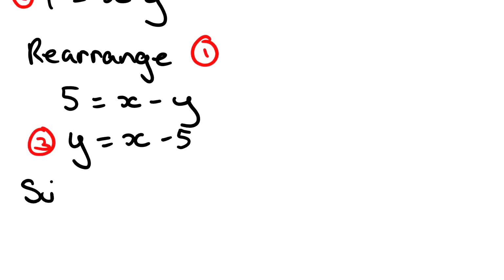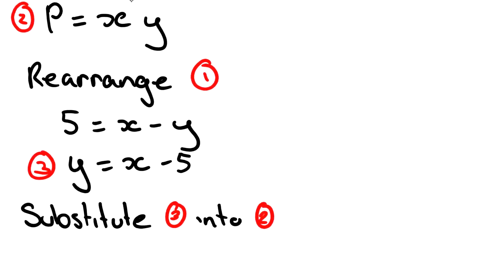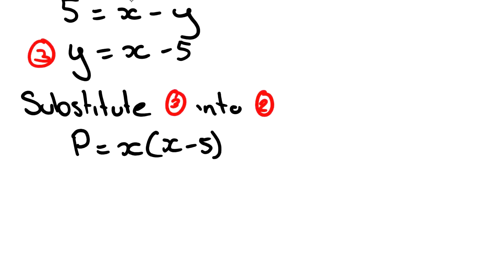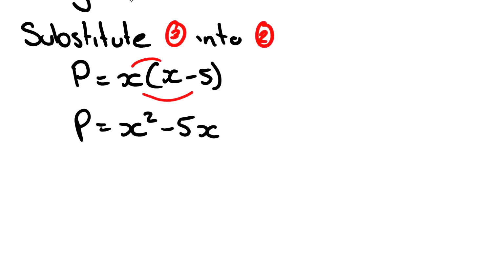At this point we can substitute 3 into 2. So what I get here is p is going to equal x times x minus 5. I can expand this out. So p is going to equal x squared minus 5x, and now I can start to look at differentiating it.